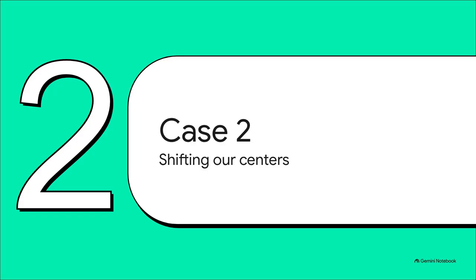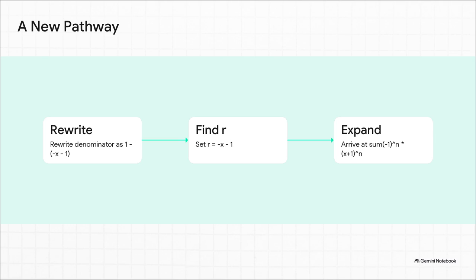Okay, let's move on to case 2, shifting centers. Let's see how this builds. What happens if we decide, you know what, we don't want to camp at 0 anymore? We take the exact same function, 1/(x+2), but we take it down a totally different algebraic pathway. Step 1, we cleverly rewrite that denominator as 1 minus the quantity (-x-1).